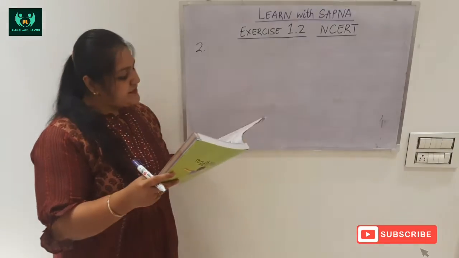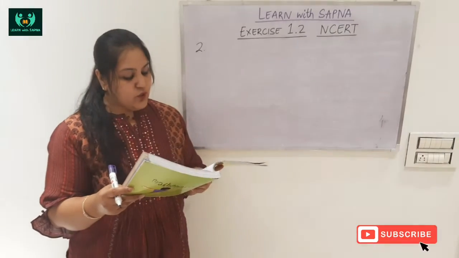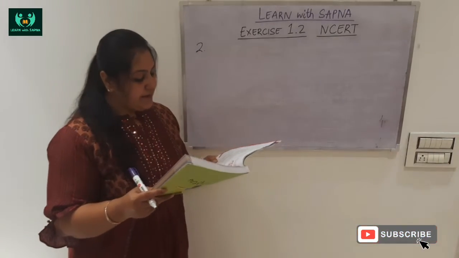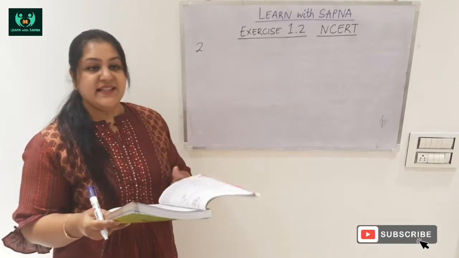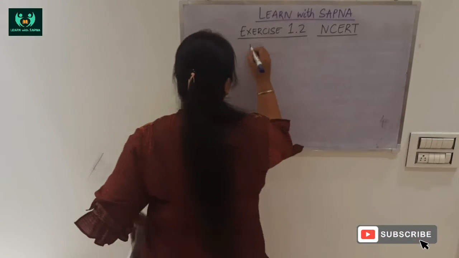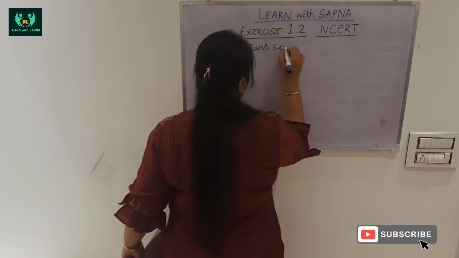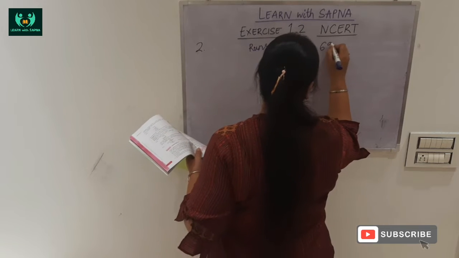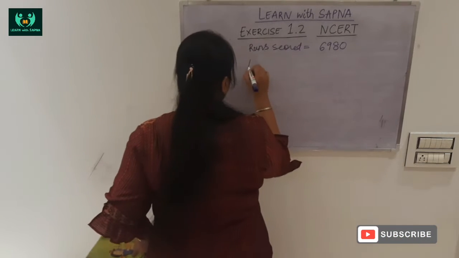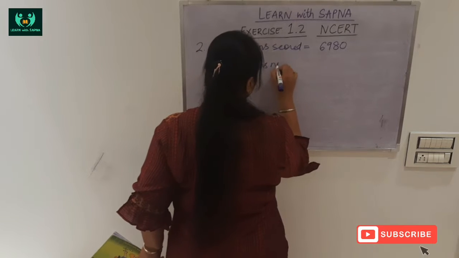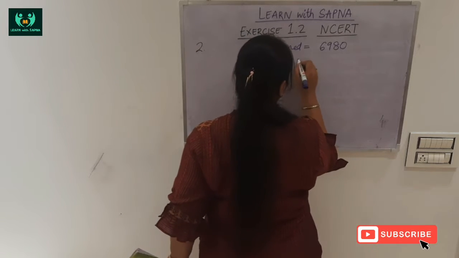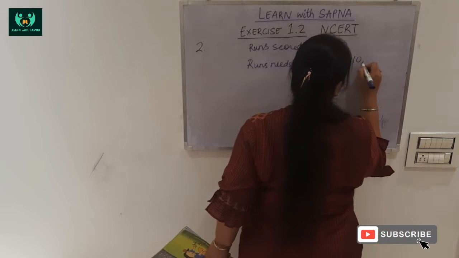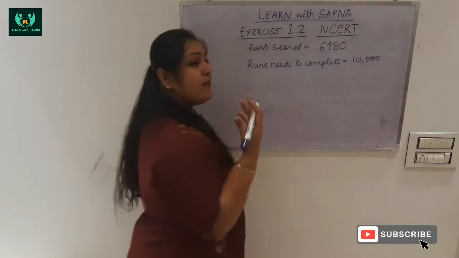Okay, now second question says Shekhar is a famous cricket player. He has so far scored 6,980 runs in test matches. He wishes to complete 10,000 runs. How many more runs does he need? So runs scored by Shekhar is 6,980. Runs that he needs to complete is 10,000. So how many more does he need?